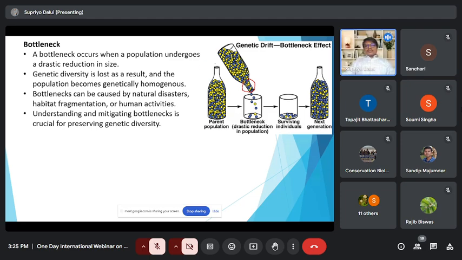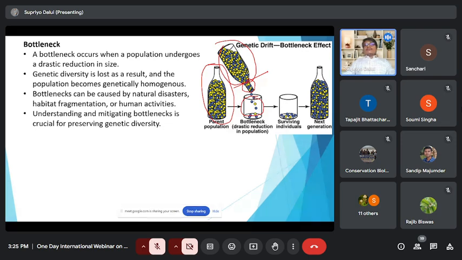If we imagine a single parent population with a homogeneous mix of individuals, like here you can see blue and yellow dots in equal numbers. If suddenly a drastic calamity, some kind of natural disaster, happens, then some individuals will survive, but most of the individuals will not survive this natural calamity. As a result, the new founder population that is created will have a different demography from its parent population.